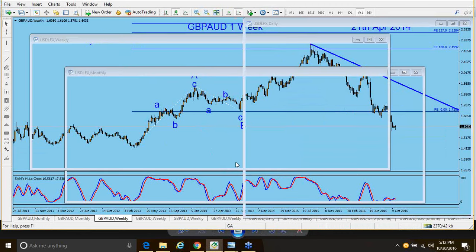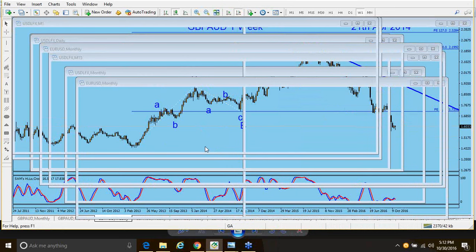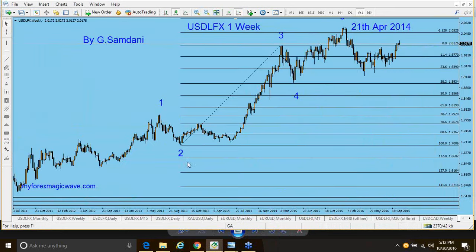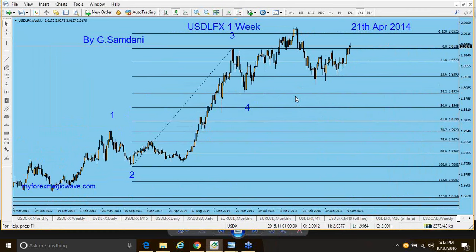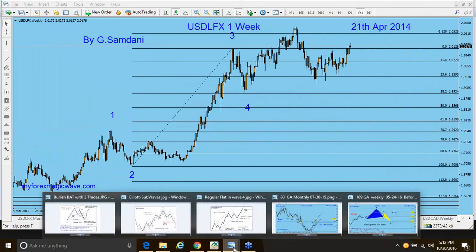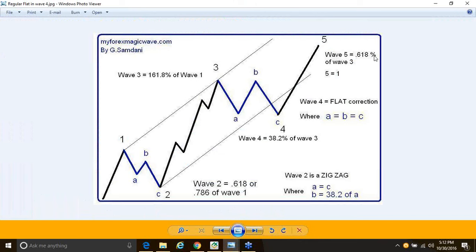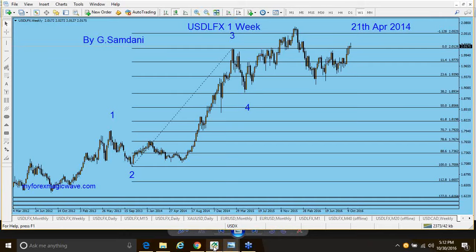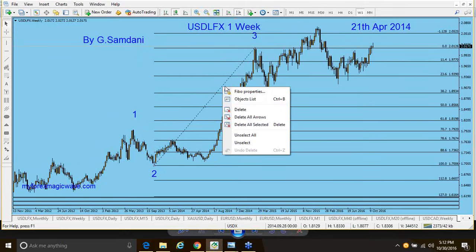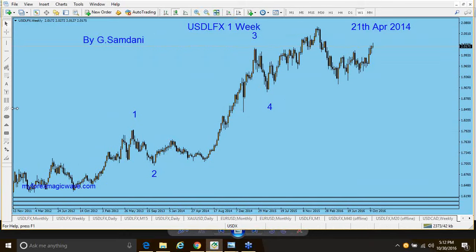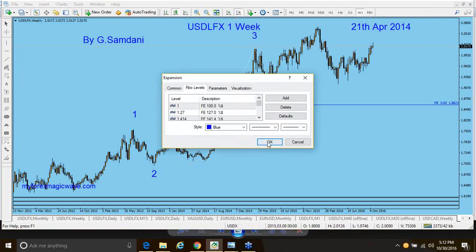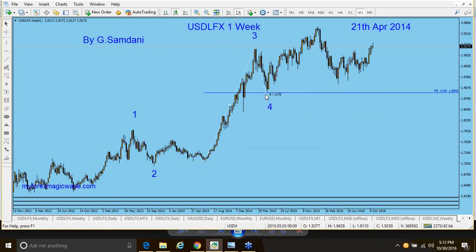USDX, right? I just remembered to show something there, I forgot. All right, see wave five. I wanted to show you that wave five is usually 61% of wave three. We never measured that, so I just want to do that to show you how wave five looked here. So we're going to measure wave three. So wave three, and we will put this here in wave four.